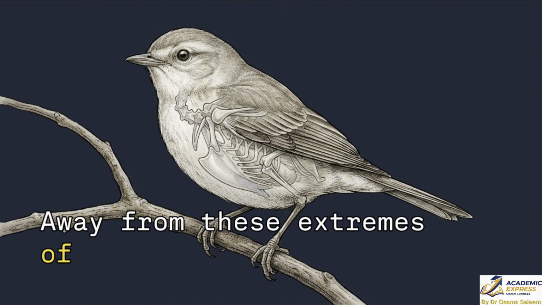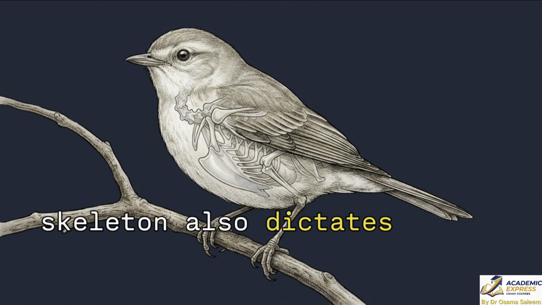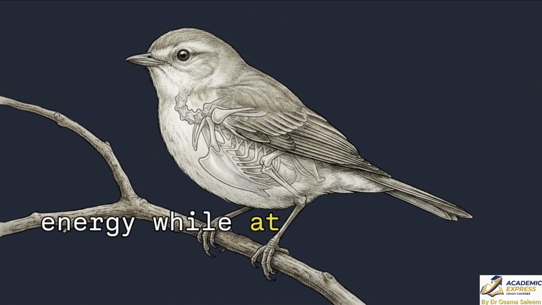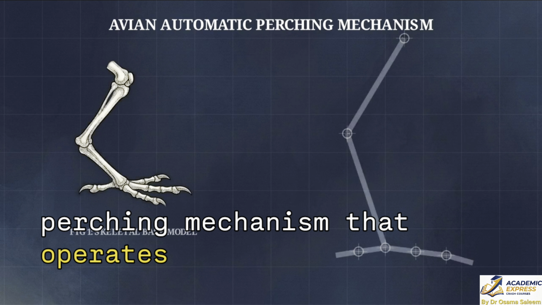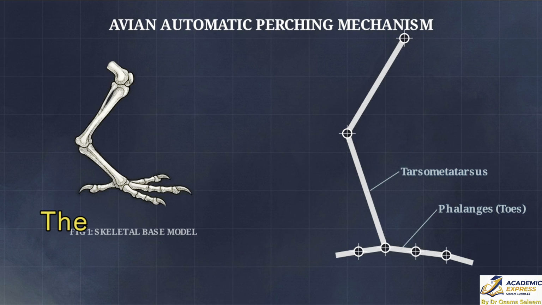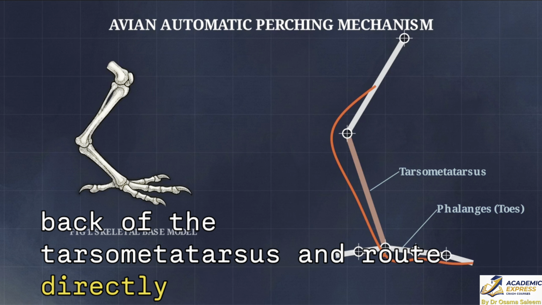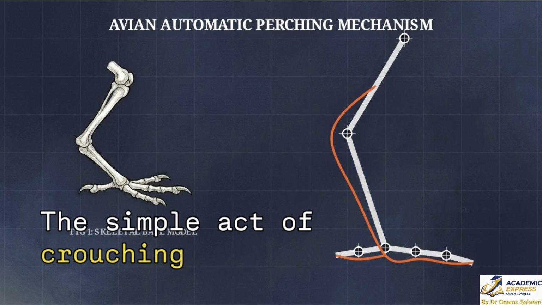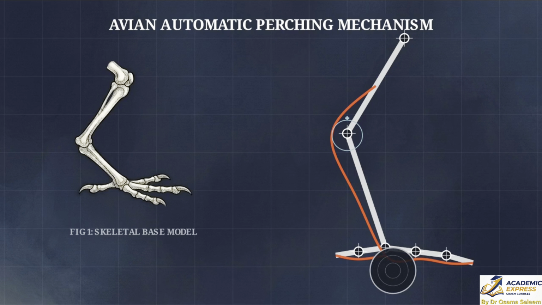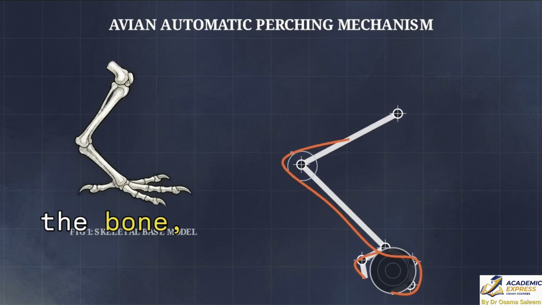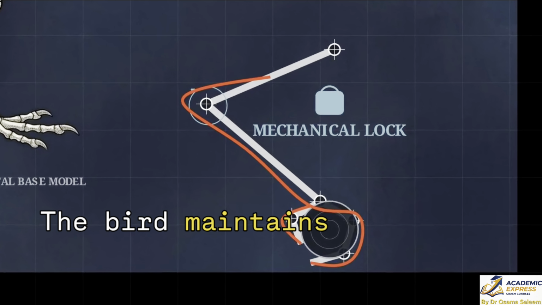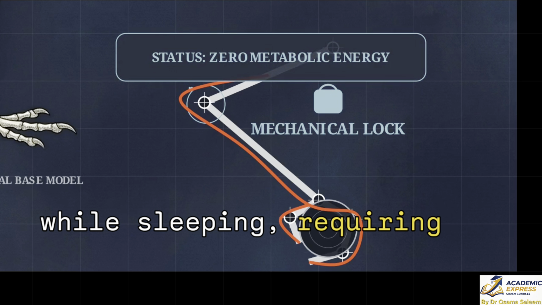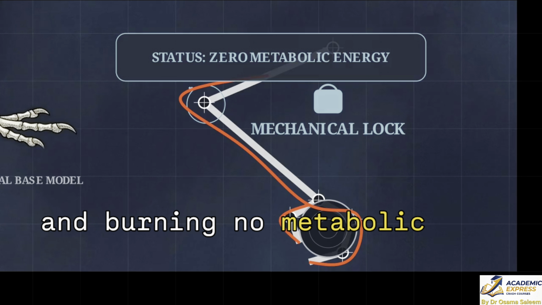Away from these extremes of exertion, the avian skeleton also dictates how the animal conserves energy while at rest. The lower legs and feet contain an automatic perching mechanism that operates with high mechanical efficiency. The deep digital flexor tendons run down the back of the tarsometatarsus and route directly underneath the toes. The simple act of crouching changes the geometry of the joint. Bending the ankle pulls the tendons taut over the bone, snapping the toes downward. This creates a mechanical lock. The bird maintains a vice-like grip on a branch while sleeping, requiring no muscle contraction and burning no metabolic energy.